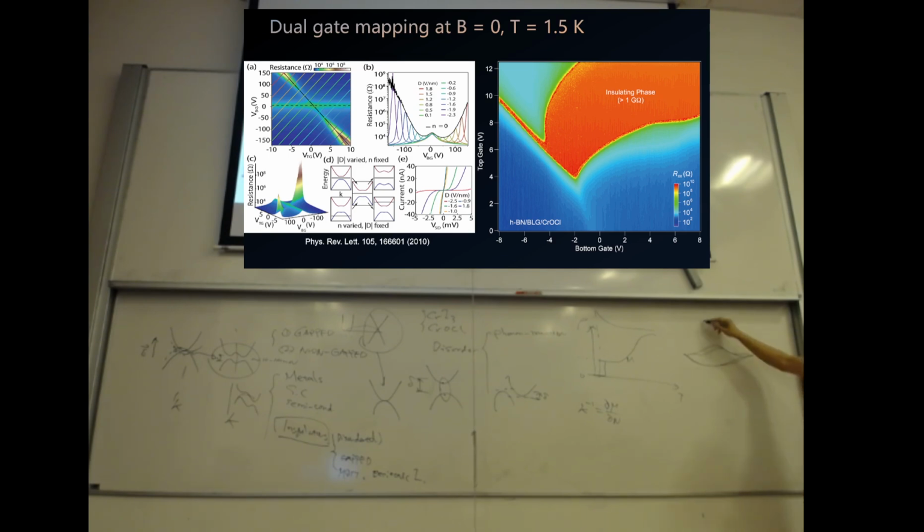It looks like this exactly. And this bandwidth, within the band, let's say the Fermi level is here. This bandwidth is about 50 meV experimentally, theoretically 10. Same order of magnitude. Okay.